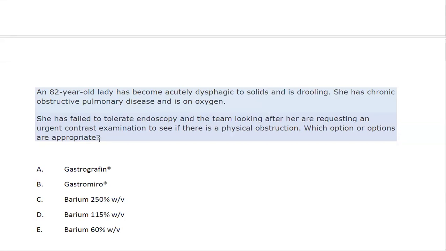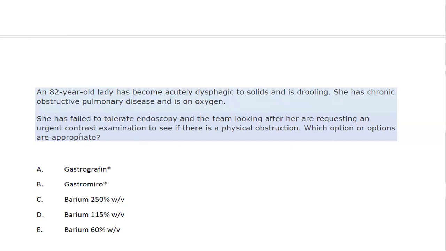But it's a very hard job, even for us. Okay, an 82-year-old lady has become acutely dysphagic to solids and is drooling. She has chronic obstructive pulmonary disease and is on oxygen. She has failed to tolerate endoscopy. He told you that endoscopy excluded it. And the team looking after her are requesting an urgent contrast examination to see if there is physical obstruction.